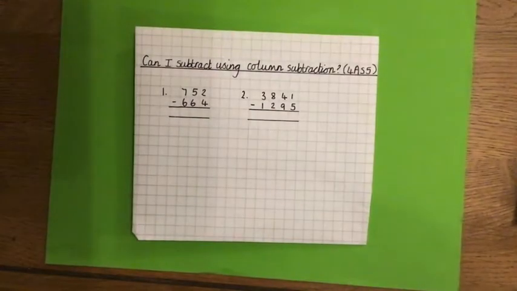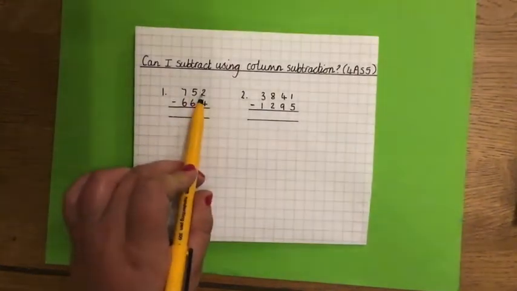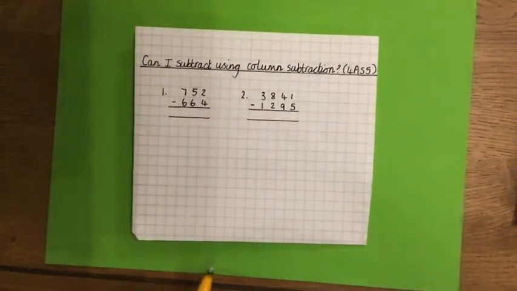Right then children, today we're going to be looking at column subtraction. So here I've got two calculations, a 3-digit subtract a 3-digit and a 4-digit subtract a 4-digit calculation. So looking at number 1, starting with my ones, I'm going to do 2 take away 4.